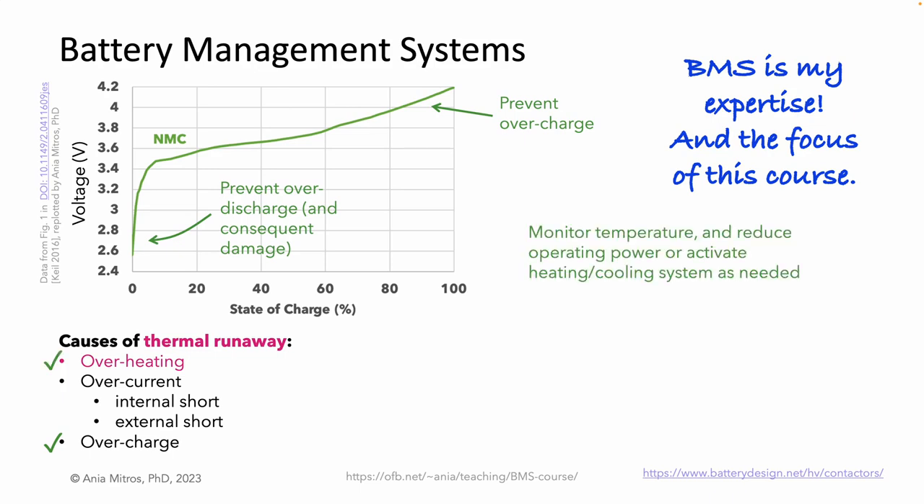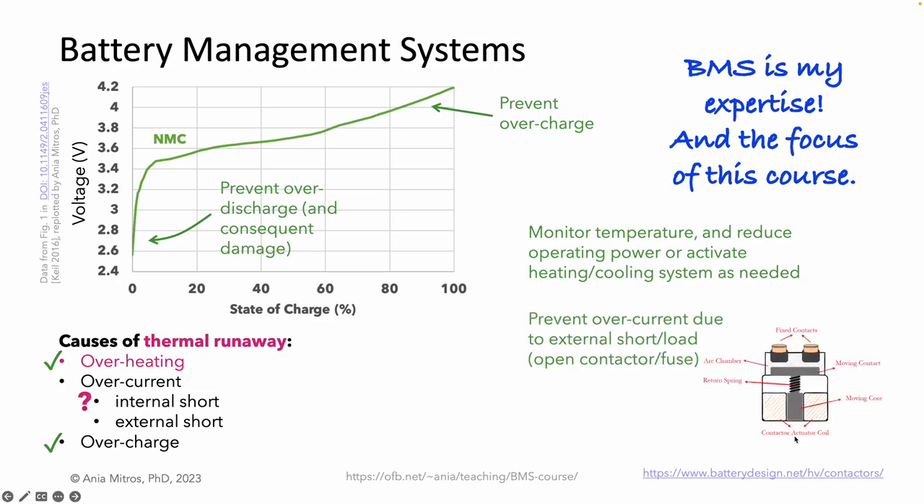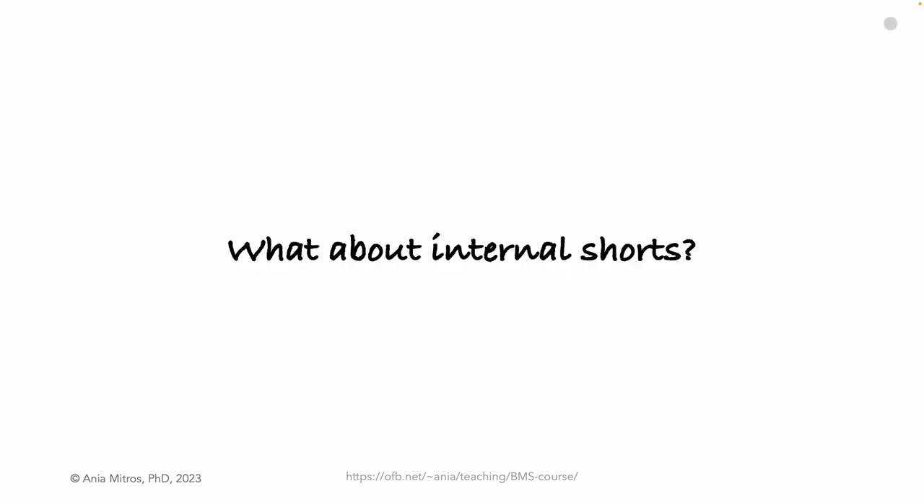A BMS monitors temperature and will reduce operating power in the system or activate a heating or cooling system as needed. And it can stop overcurrent conditions due to external shorts by opening a contactor, which is basically a switch between a battery and the rest of whatever system the battery is powering. But what about internal shorts? We'll review battery construction, then a case study, and finally discuss 3 engineering solutions.